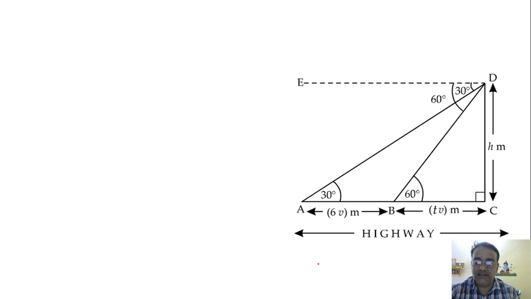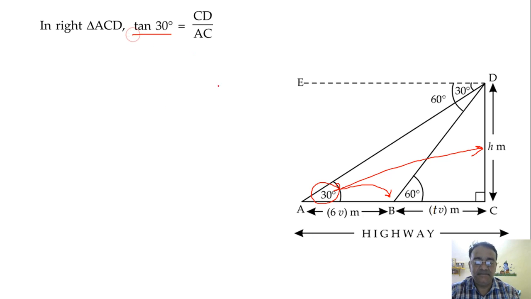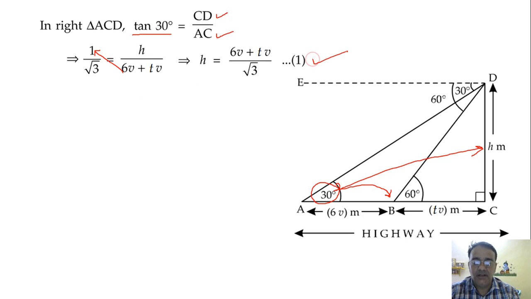Now we'll take both the right triangles one by one. एक triangle ACD है और एक triangle BCD है. So first we'll take triangle ACD, right? ACD and tan 30 degree is equals to opposite by adjacent, so that is CD upon AC. And what is tan 30 degree? 1 by root 3. And CD is H and AC just now we got 6V plus TV. Okay, अब ये यहाँ पे शिफ्ट करो, so H मिल जाएगा 6V plus TV upon root 3. Let it be equation number 1.